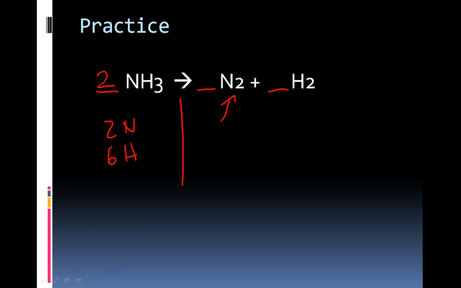Over on this side, I need to get the same. Now I've already got 2 nitrogens, and I need to get 6 hydrogens. So how to do that? I'm going to put a 3 right there. That 3 multiplies this H2, so I'm going to get 6 hydrogen, and that's balanced. 2 nitrogen, 6 hydrogen. And again, we usually don't keep those blanks in there. So that is a balanced chemical equation.